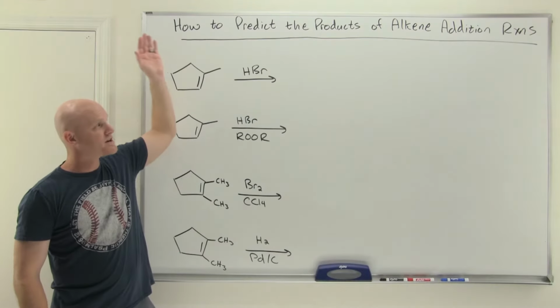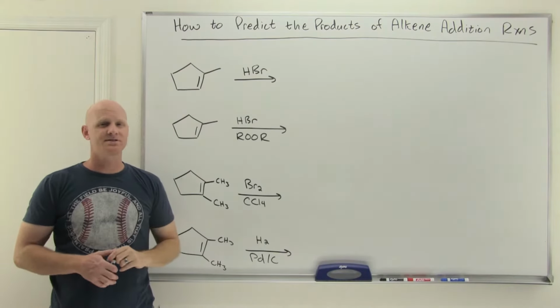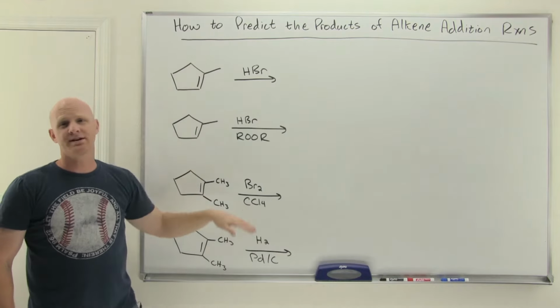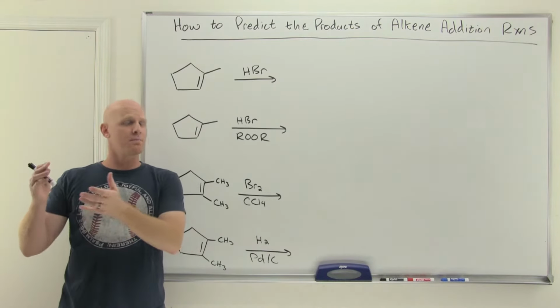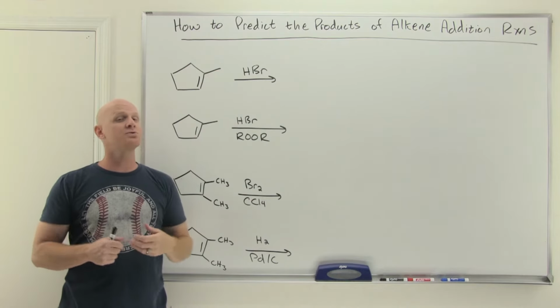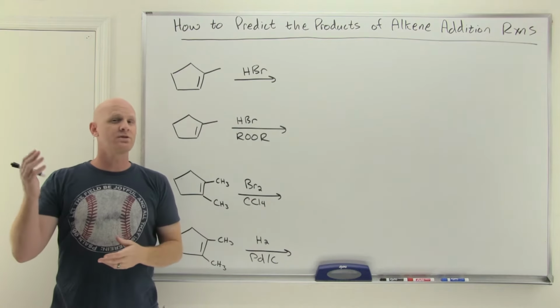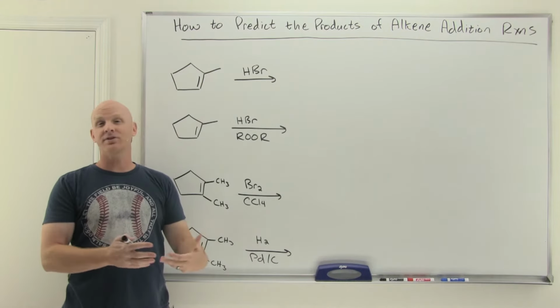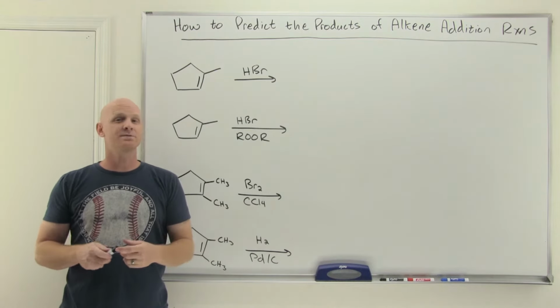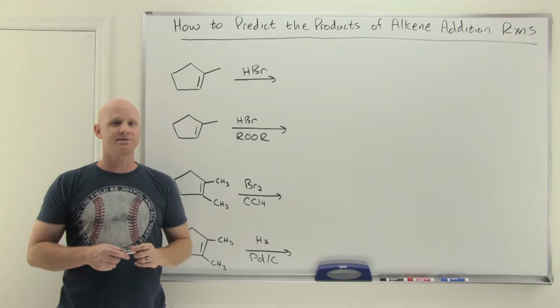How to predict the products of alkene addition reactions. In this lesson, we're going to work our way through 4 example problems, and we'll go through the different regioselectivities, whether they're Markovnikov or anti-Markovnikov. We'll go through the stereoselectivity, whether they're syn additions or anti-additions. And then finally, we'll take a look and see how many chiral centers are formed in these products and use that to predict how many products actually form.